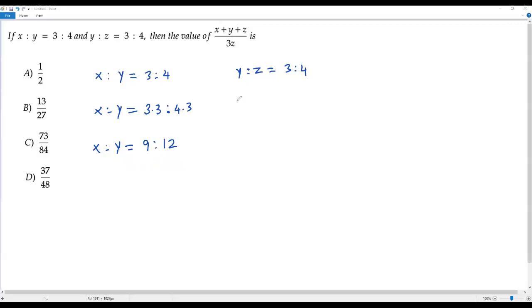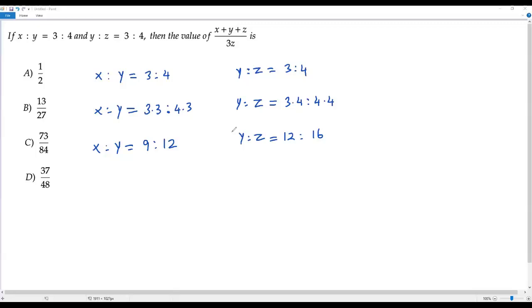Now let me go to the second ratio. I multiply both the terms here by 4. So I multiply the first term 3 by 4 and the second term 4 by 4. So y to z equals 3 times 4 is 12 and 4 times 4 is 16. So I got the second ratio, y to z equals 12 to 16. In the first ratio, the value corresponding to y is 12, and in the second ratio, the value corresponding to y is 12. So we have the same value corresponding to y in both the ratios.